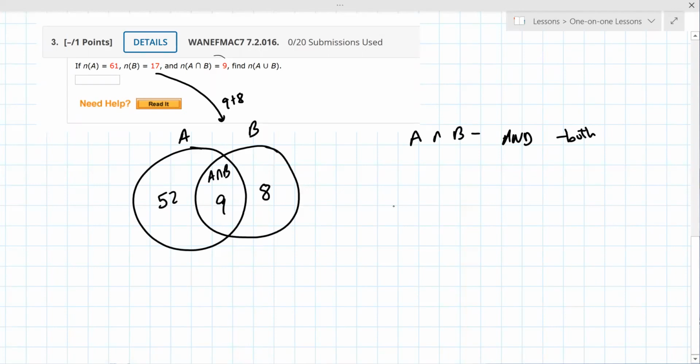61. So A union B means or, like one or the other or both, or all 3 of these regions. So the number in A or B is 52 plus 9 plus 8. That ends up being 69 total there.